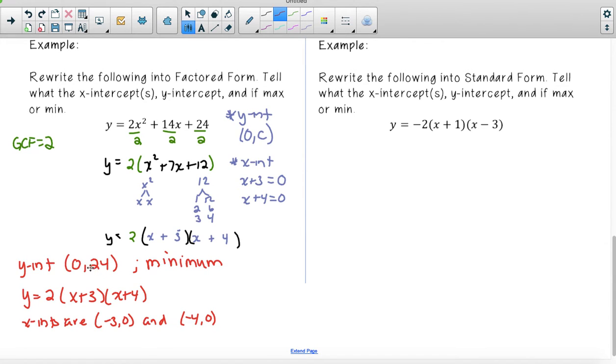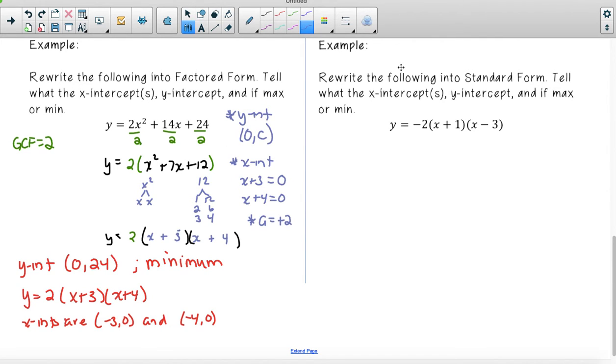I have my y-intercept at 0, 24. I know it's a minimum. Again, the minimum is because the a value is equal to a positive 2 from the original. So I know that that's going to be a minimum. Therefore, I have my entire problem rewritten so I can find all pieces of information. I was able to find 2 pieces before I even factored it. So you always want to determine what information you can find before you do anything to the problem.